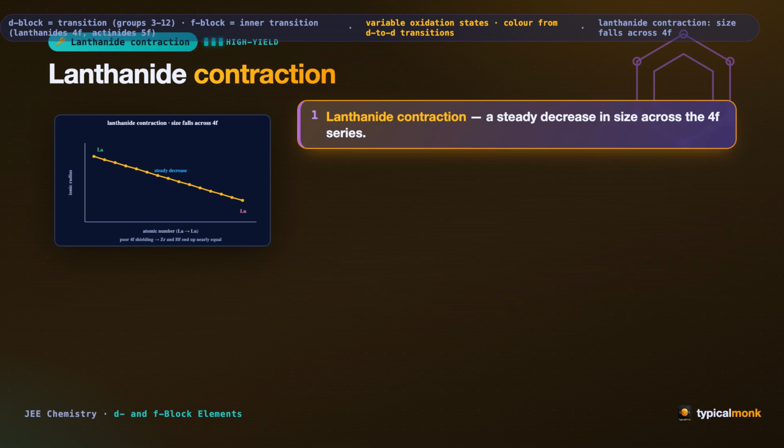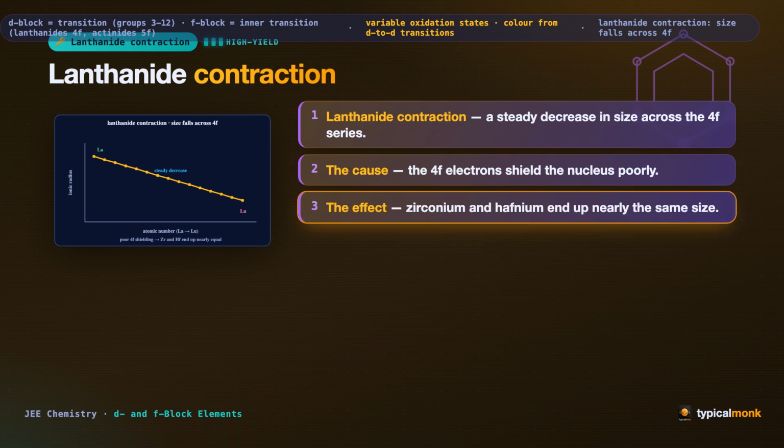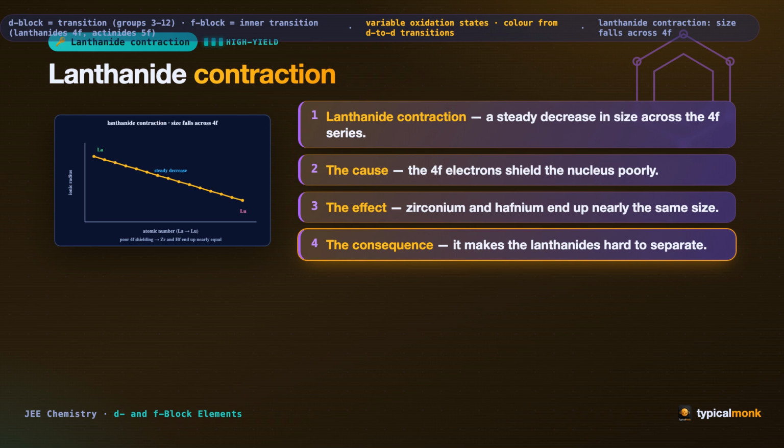Now look at the picture. The lanthanide contraction. A steady decrease in size across the 4f series. The cause. The 4f electrons shield the nucleus poorly. The effect. Zirconium and hafnium end up nearly the same size. The consequence. It makes the lanthanides hard to separate.